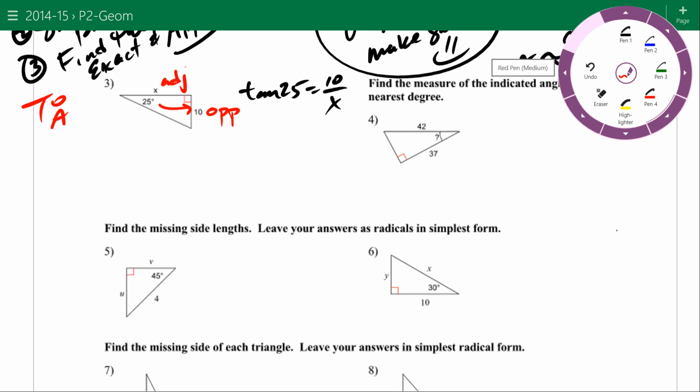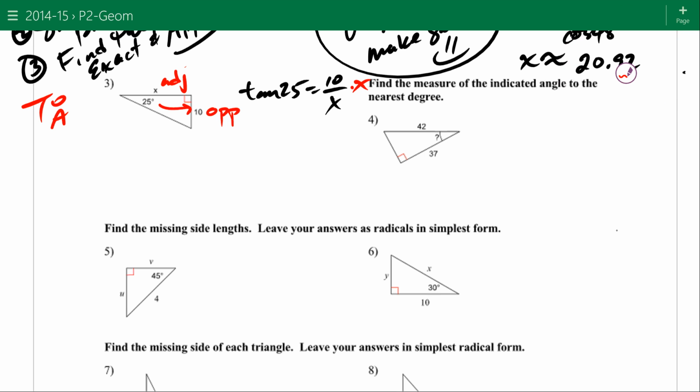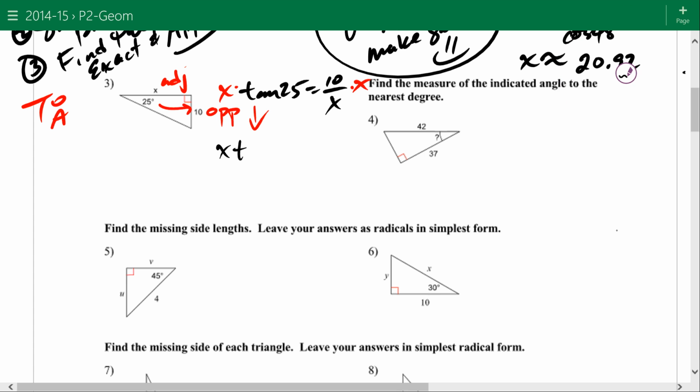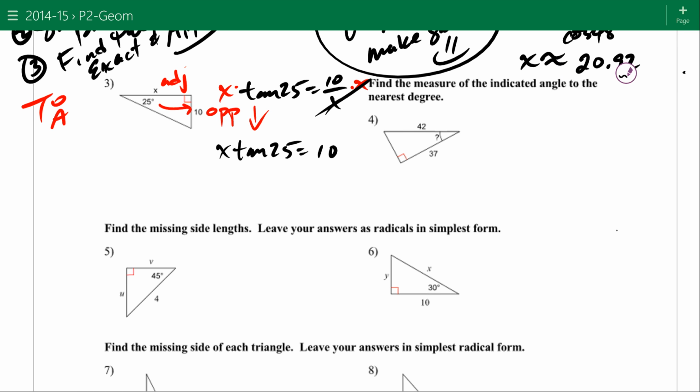Let's multiply both sides by x, and bring everything down. So I get x times the tangent of 25 degrees is equal to 10. However, I'm not done yet because I've got to divide by the tangent of 25 degrees. And that must mean that x is equal to 10 divided by the tangent of 25 degrees, which is a number, right? So you've got to figure out what that is. What is 10 divided by the tangent of 25 degrees?